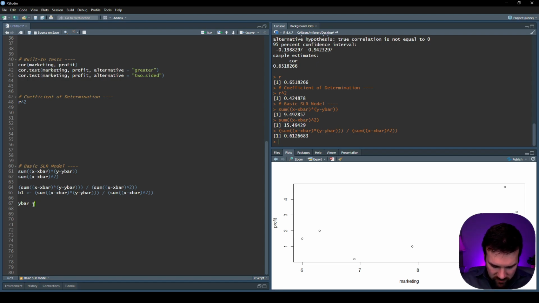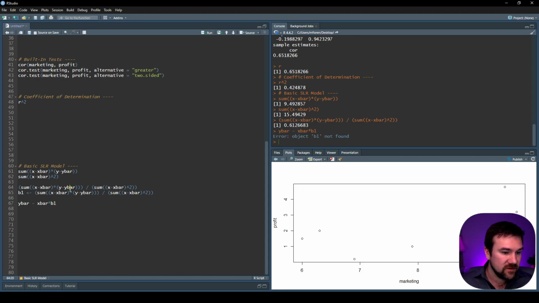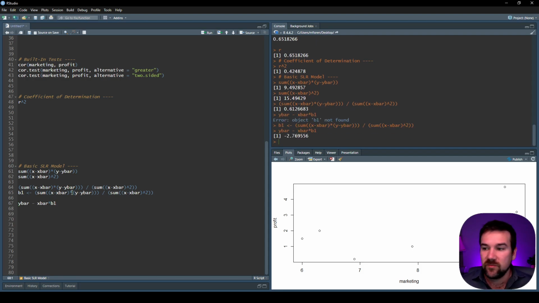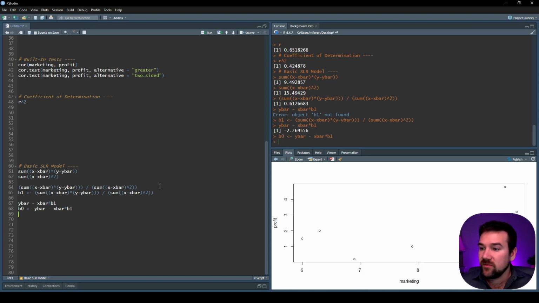So y bar minus x bar times B1. Remember, nope, I need to save it. Remember, we need to find B1 before we can find B0. And once we have it, the equation for B0 is pretty quick. So I'm going to just go on and save that one as B0.